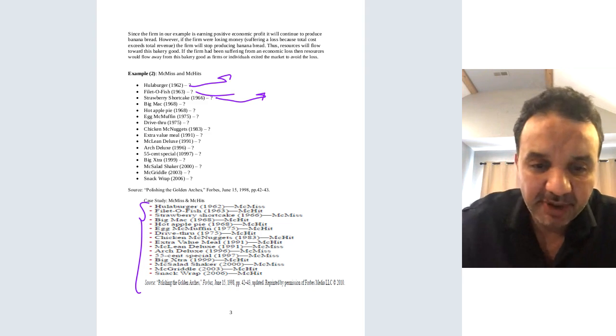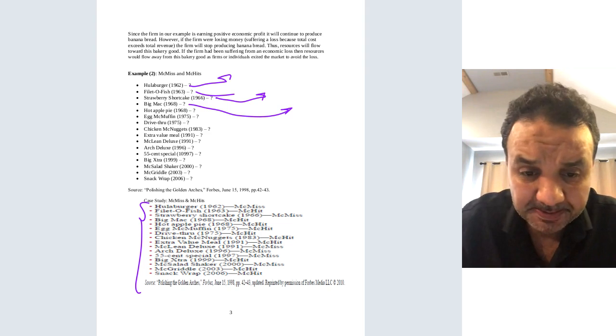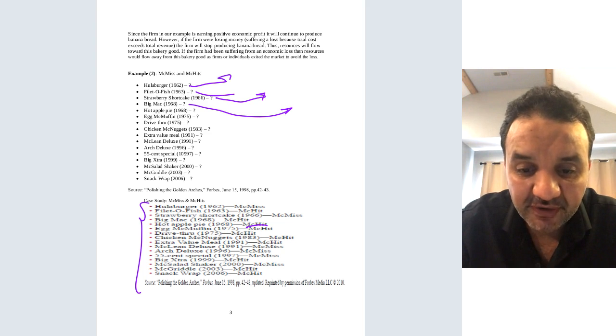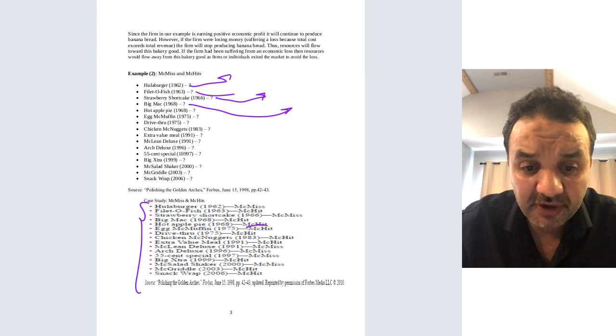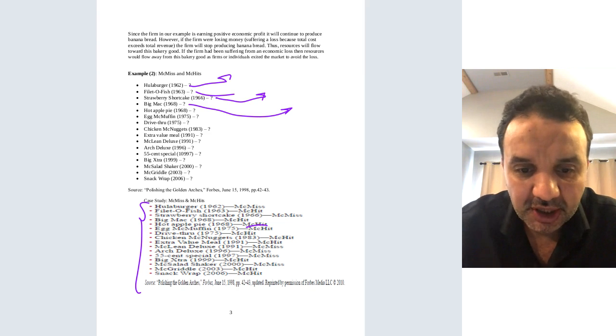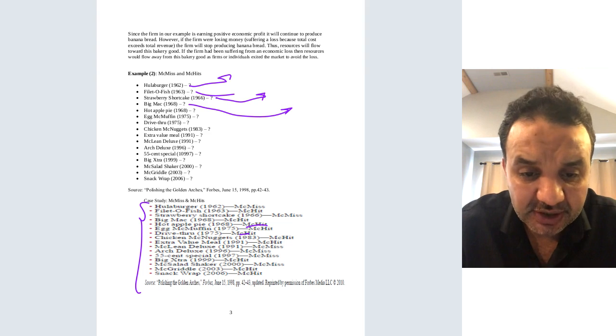Big Mac, definitely all of you know the Big Mac. So Big Mac is a Mac Hit. Hot apple pie, which started in 1968, Mac Hit. Egg McMuffin, started in 1975, Mac Hit. You still see the Egg McMuffin in the breakfast menu of McDonald's. Drive-through started in 1975. Of course, you can use the drive-through to get your order, so it's Mac Hit. Chicken nuggets are still on the menu, so Mac Hit. Extra value meal in 1991, Mac Hit. McLean Deluxe, started in 1991, is Mac Miss. We don't see this sandwich on the menu anymore, and so on. Like the Mac Salad Shaker, it's Mac Miss. Mac Griddle.